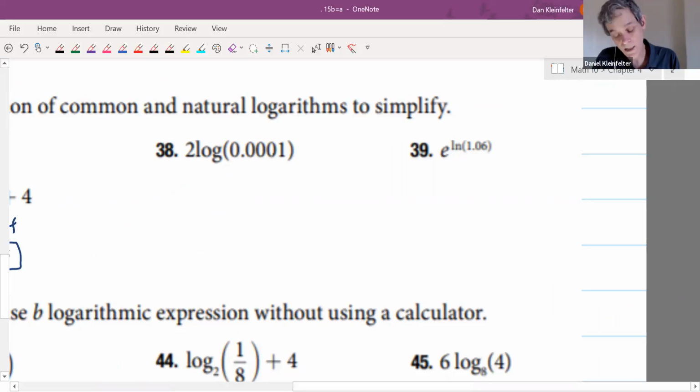Okay, 38, 2 log. That's tenths, hundredths, thousandths, 10 thousandths. So 2 log, and then that's 10 to the minus 4 power. Okay, so the logarithm of 10 to the minus 4 power is negative 4. So you're going to have negative 8 for that.